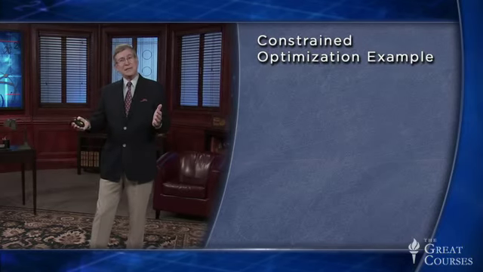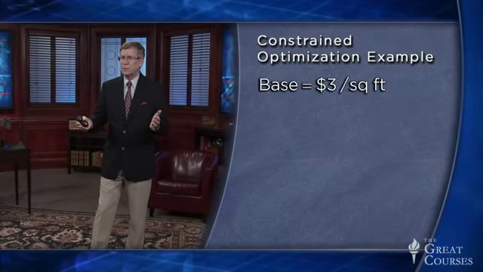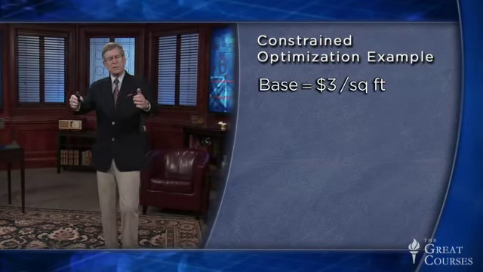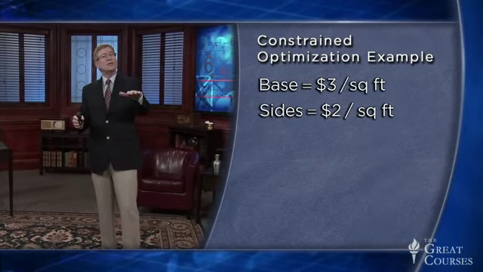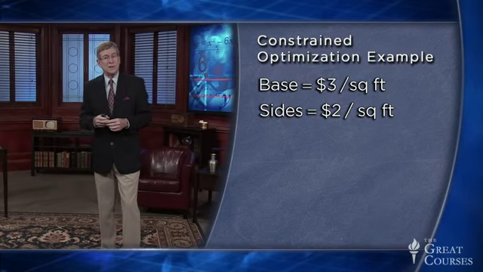Hello, and welcome to our lecture on Lagrange multipliers and constrained optimization. We saw previously a problem of trying to maximize the volume of a box. The details went like this. The material for constructing the base of the box cost $3 per square foot, and the material for the four sides cost $2 per square foot, and there was no top. It was an open box.